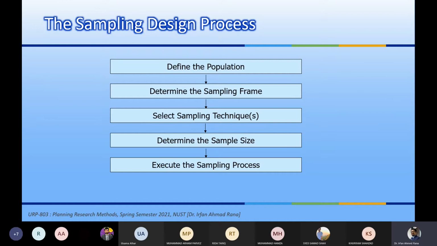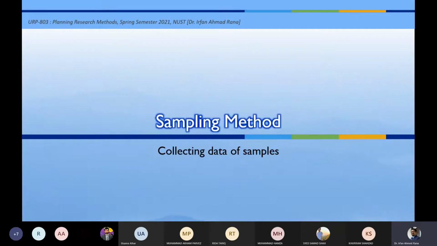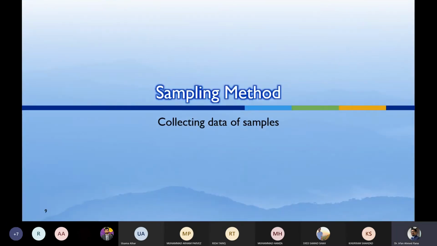You determine the sampling formula or method you're going to use, then decide what sampling technique you'll actually employ in the field, then determine the sample size, and then execute the sampling process. So that was just information about what a sample is. This was a brief introduction about samples, their importance, and the need for them. Any questions till now, class? Okay, then I will continue.